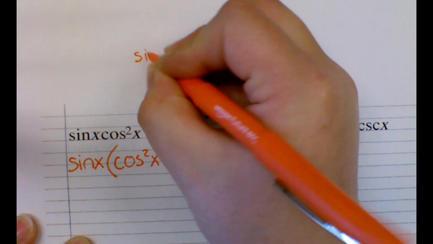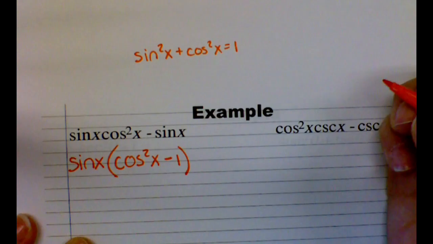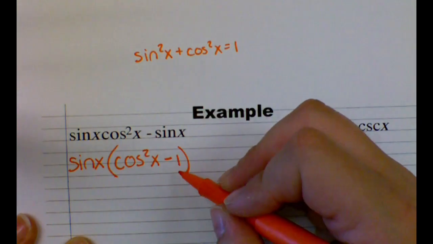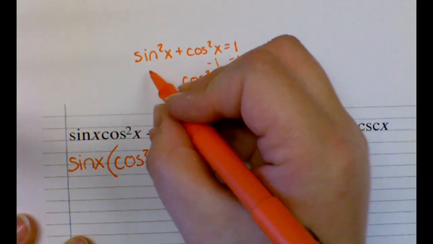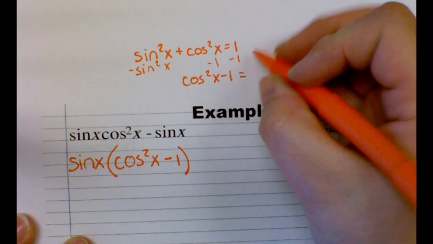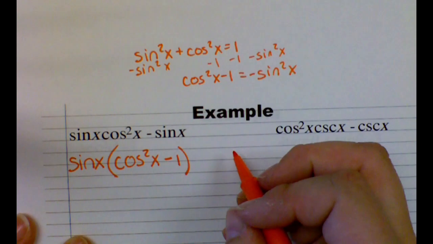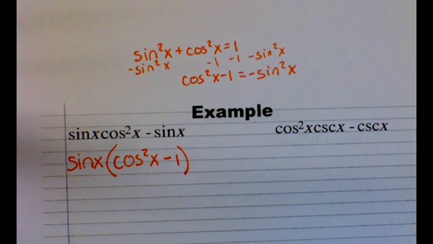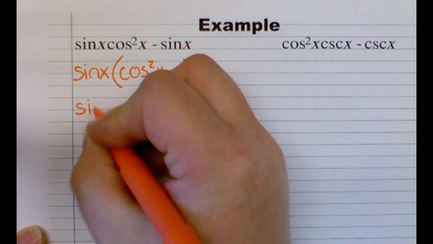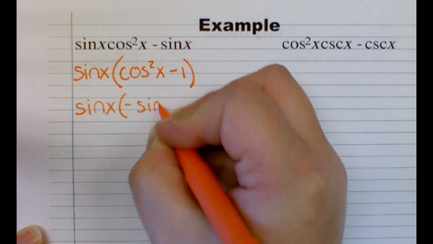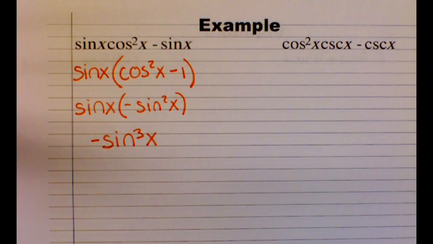The Pythagorean identities, we have sine squared plus cosine squared equals 1. I want cosine squared minus 1, so I'd subtract that 1 over. But I'd have to get that sine squared out also. So cosine squared minus 1 equals negative sine squared of x. You can rewrite any of your identities like that. So sine of x times negative sine squared of x, which makes negative sine cubed x. There's our answer.